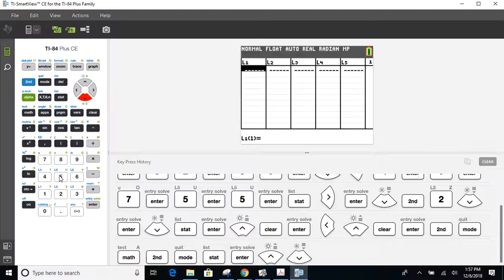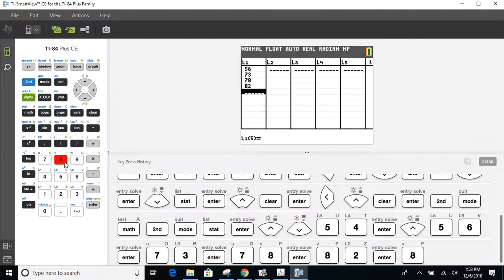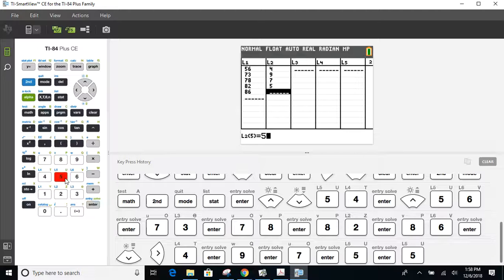All right, so what is it? 54. What's the next one? 56, 73, and you can just type them in and press enter if you haven't found out already. 78, 82, 86. Boom, got them. In the next column, put how many times they occur, their frequency. 4, 9, 7, 5, 5.